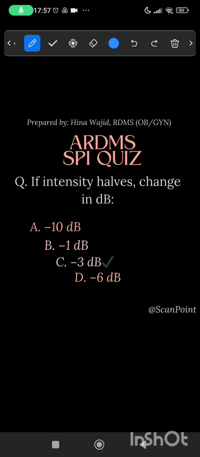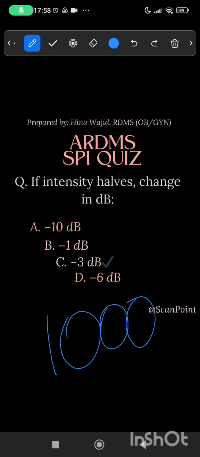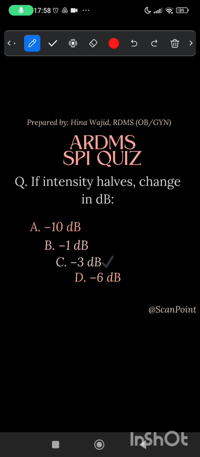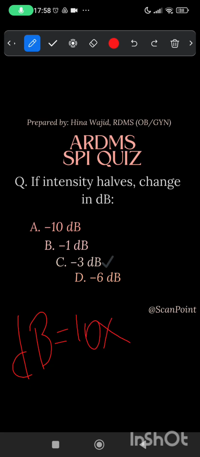So if our ratio results in 1000, we know log of 1000 is equal to 3. Now we have to calculate the change in the power. So we know decibel change in power is equal to 10 multiplied by log ratio. Log 1000 is equal to 3, so the answer will be 30 decibel. So it means whenever the ratio value is equal to 1000, the answer is always plus 30 decibel for the power.